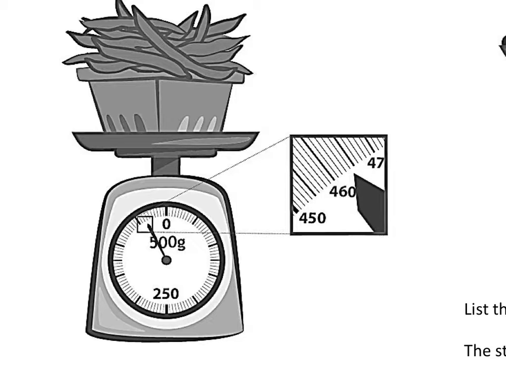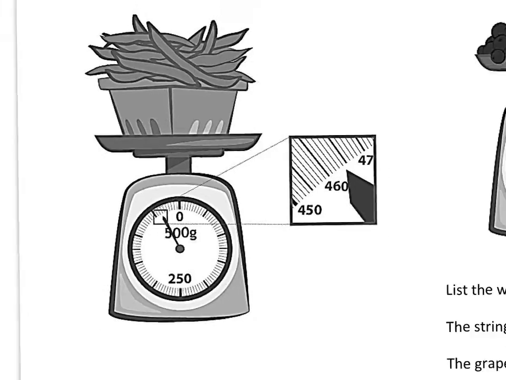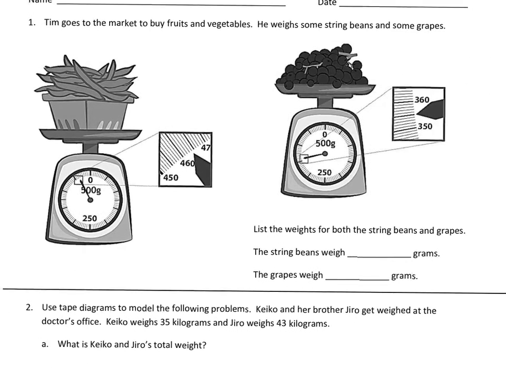But sometimes when we're looking at these scales, we're not going to be counting by ones. We could be counting by twos, we could be counting by fives. So it's really important to figure out what we're counting by. And to do that, we have to look at the distance and how many lines are in between the two numbers that are visible on our scale. So now that I know I'm counting by ones, I can start with 460, 461, 62, 63, 64. So 464 for the weight of the string beans.